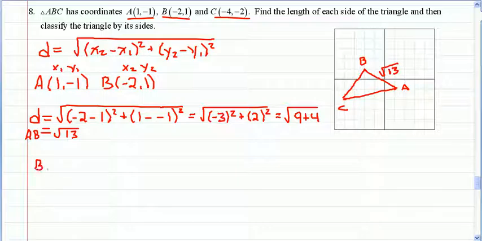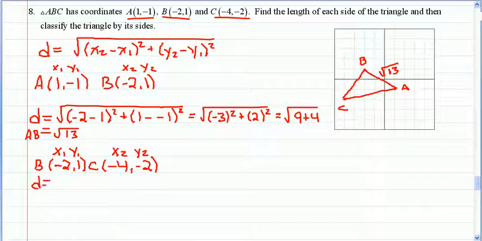Next, we'll find BC. BC has coordinates negative 2, 1. C is negative 4, negative 2. And now we'll make B x1, y1, and C is x2, y2. Substitute the values into the distance formula.